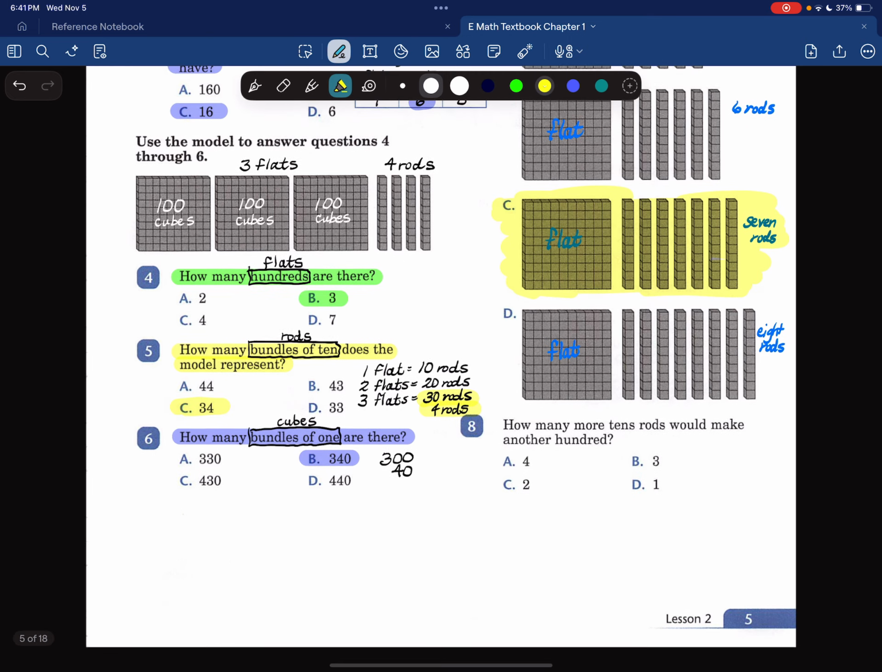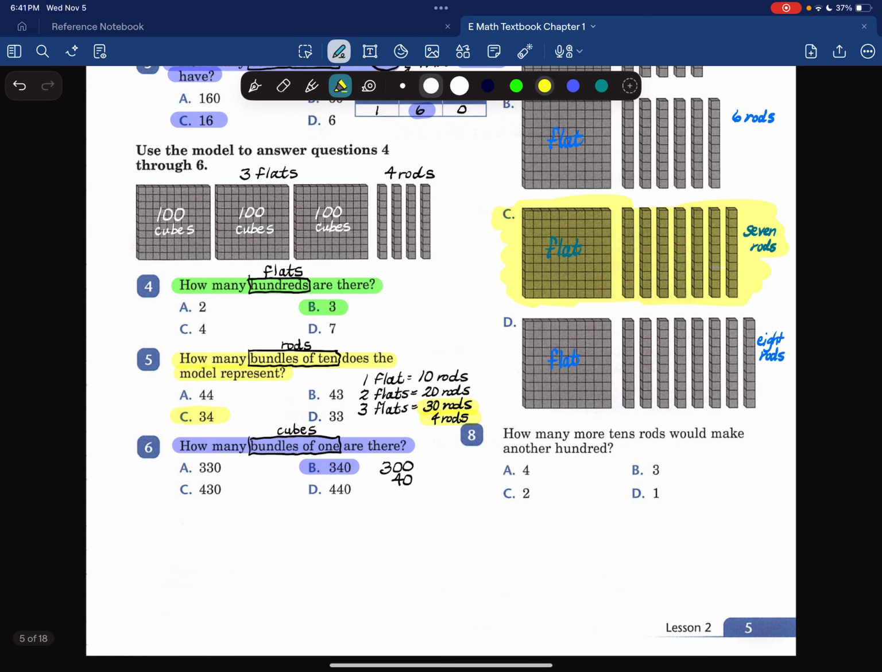Okay, number 8. How many more tens rods would make another 100 or another flat?